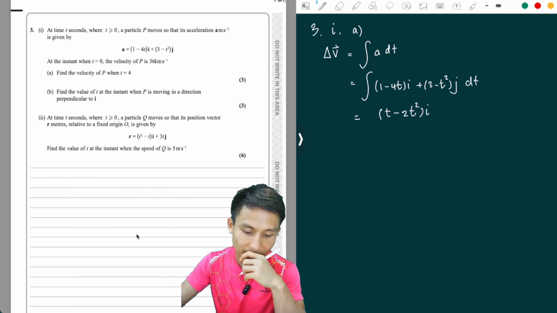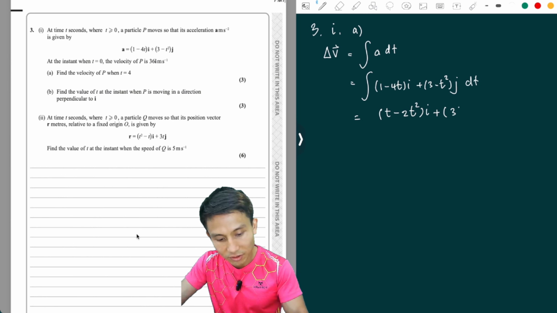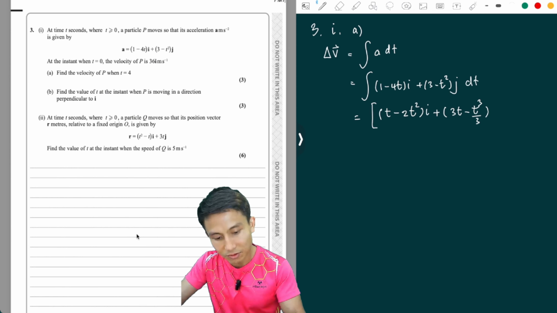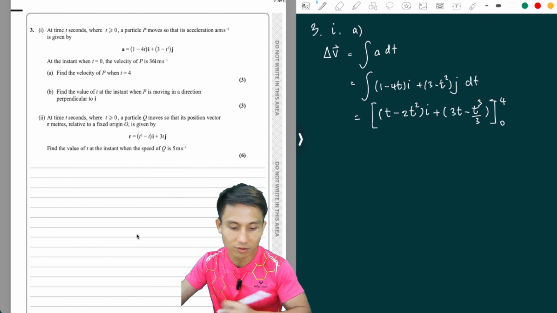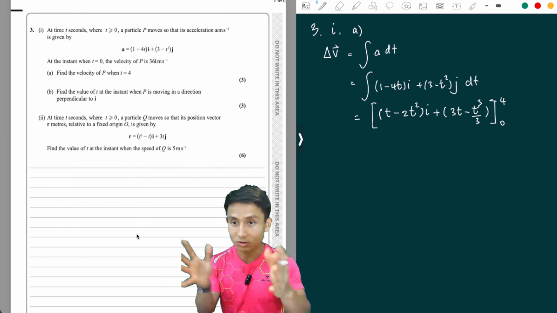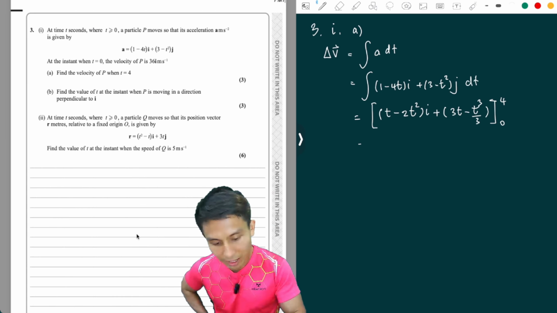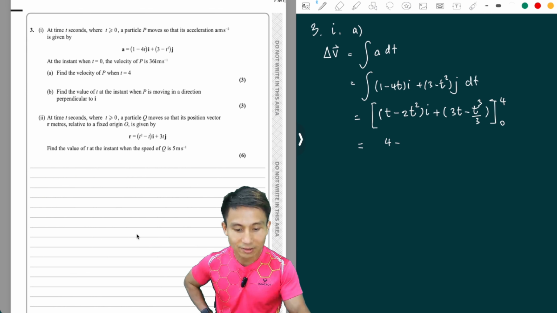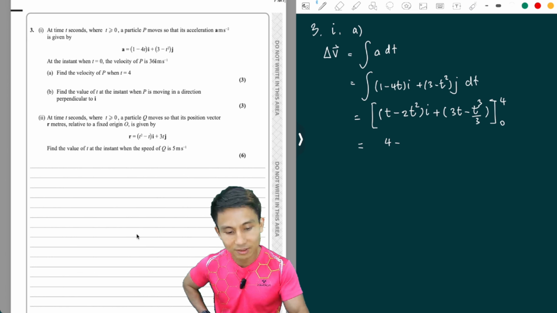All right. And then for the j component, we get 3t minus t cubed over 3, right? And if we sub the bounds in, it's 0 to 4. That's going to be a change in velocity across the 4 seconds there. And if we just sub in for both components, we get 4 minus 4 squared is 16. 16 minus 16 times 2 is 32.